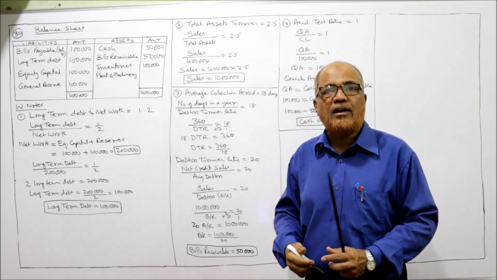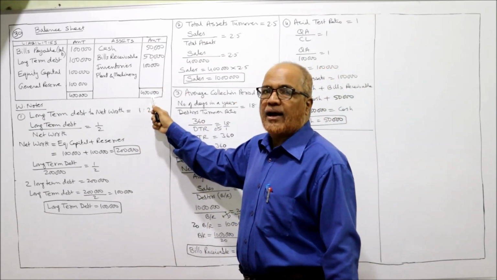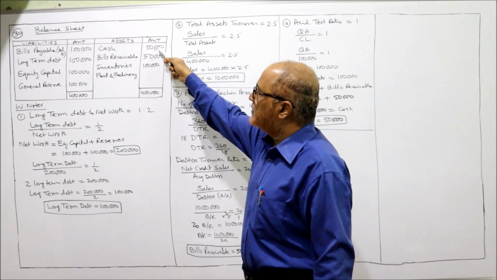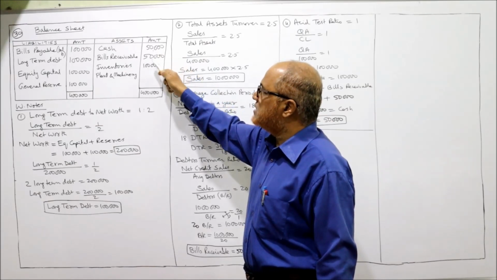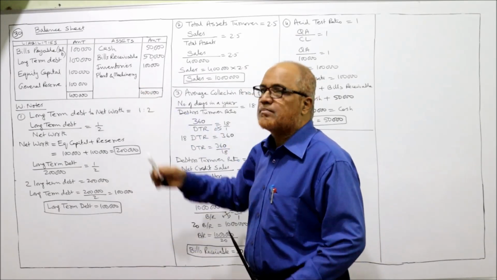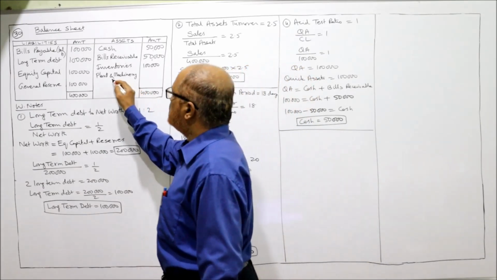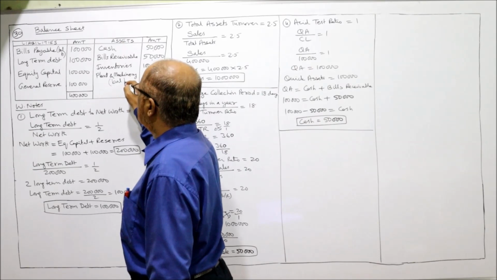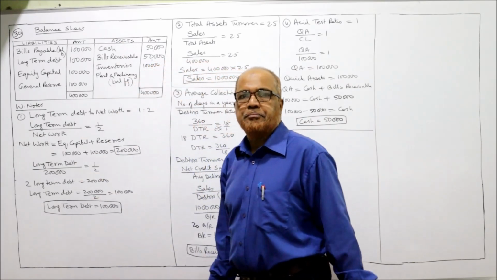Our balance sheet is filled because the total is 4 lakh. Out of the total, 50,000 is the cash, 50,000 bills receivable, 1 lakh inventory. Only one item is remaining, that item is plant and machinery. This plant and machinery, I will take it as the balancing figure.